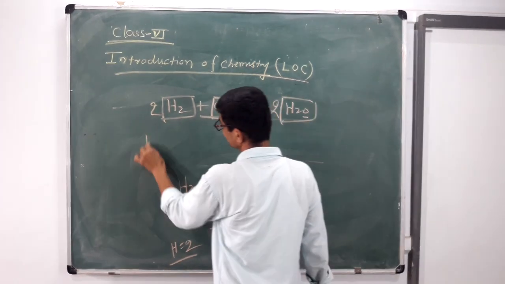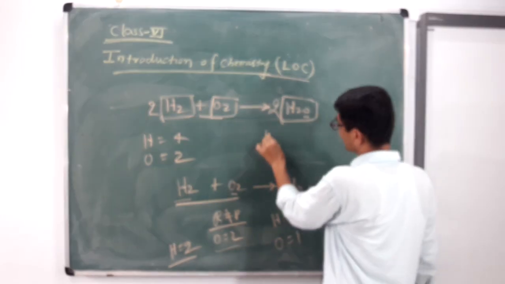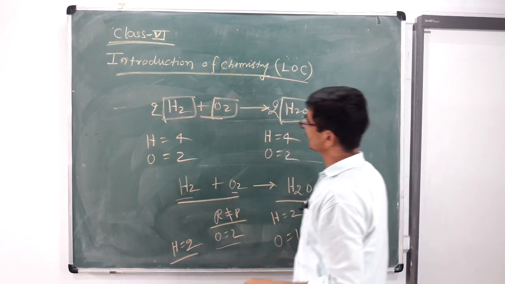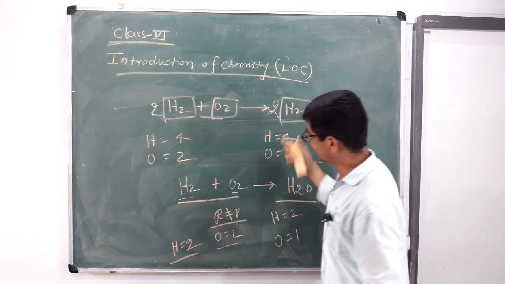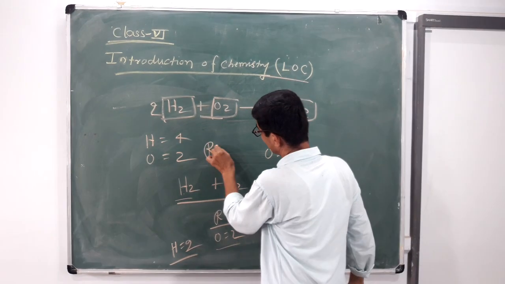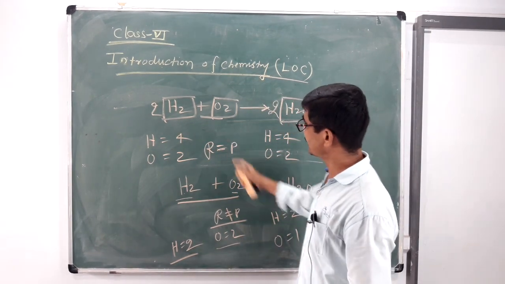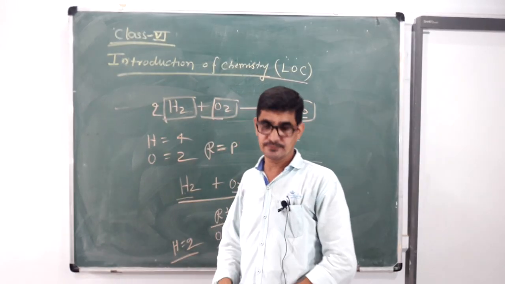Now let us see, hydrogen equals 4 and oxygen equals 2. On the other side, hydrogen is also 4 and oxygen is 2. So we can say that the number of atoms present in the reactant side must be equal to the number in the product side. That's how we can say the equation is balanced. Okay students, that's all, and see you again next class.